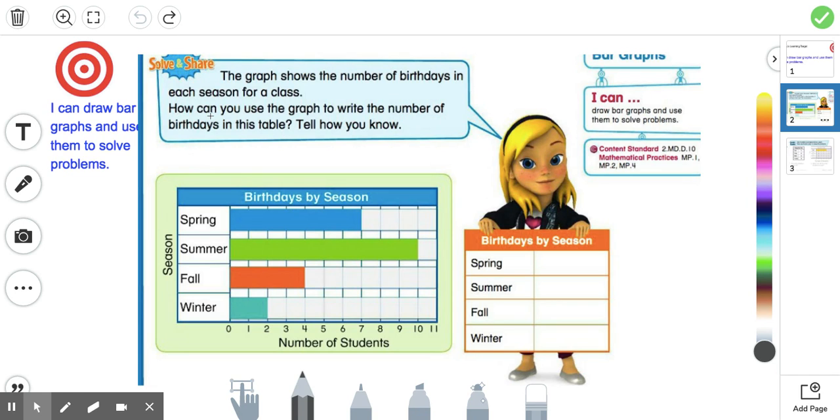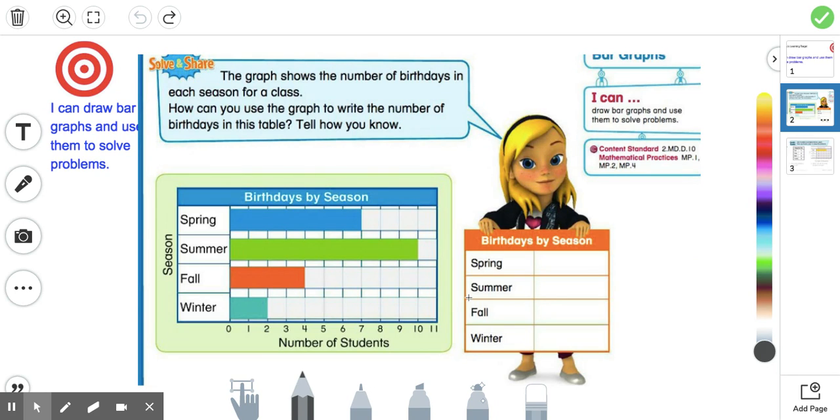The question is, how can you use the graph to write the number of birthdays in this table? Tell how you know. So here's our graph and here's our table. This is what this is called, table and bar graph. Now, I can look at spring and see how many birthdays there are just by looking at these lines, right? It goes all the way to the number 7.